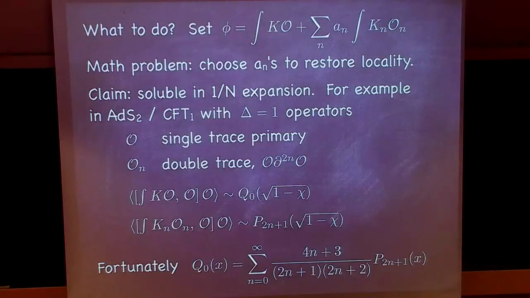these double trace operators. There are normalization coefficients that you need to keep track of as you go through all of this. But you can do that and keep track of all of the normalizations, and you can get explicit expressions for these AN coefficients that you need.